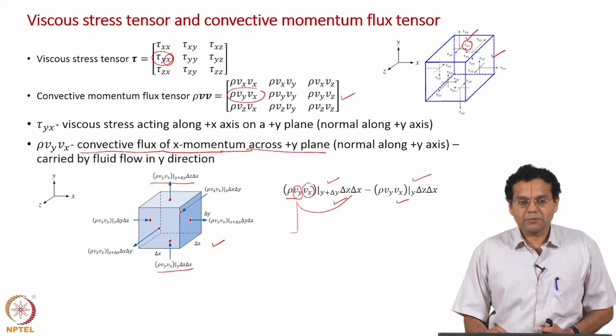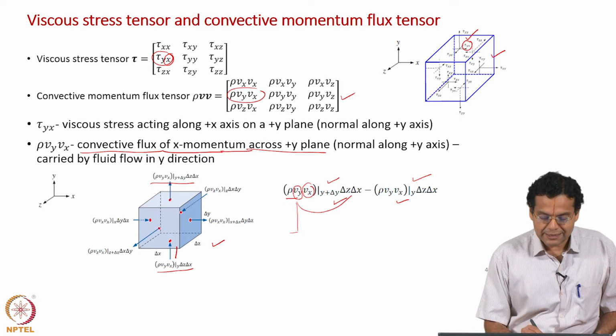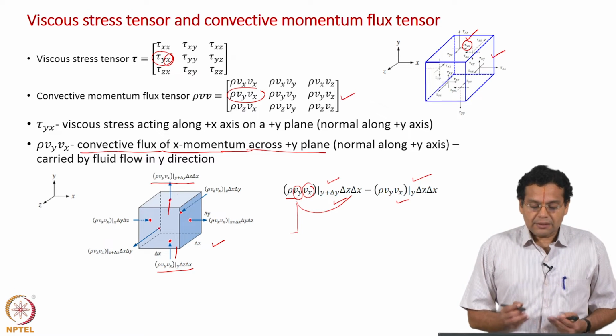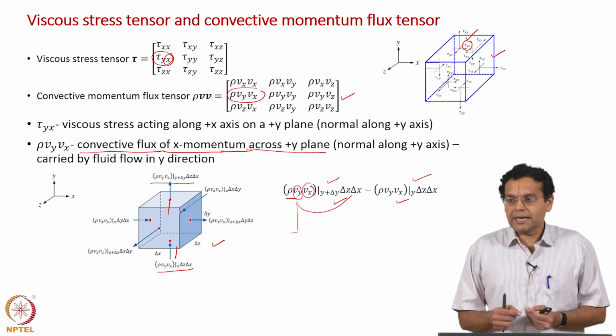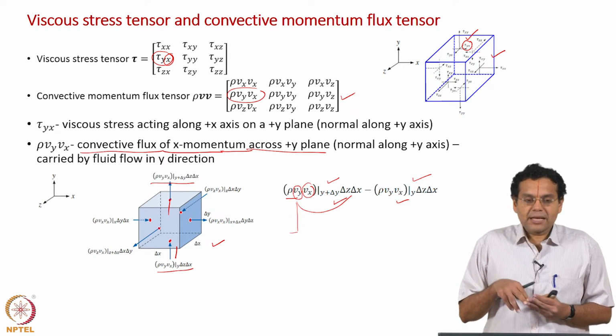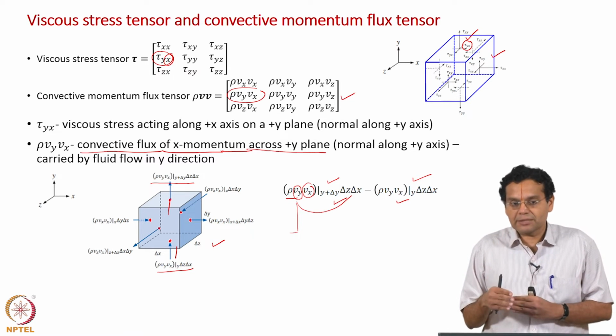Why is it across the y plane? The mass flow associated with that is in the y direction. So, there is flow in the y direction, but momentum is in the x direction. That is why I can't just give one direction and represent or discuss momentum flux. I should say what is the direction of the momentum, and what is the direction of the mass flow which is carrying that x momentum.